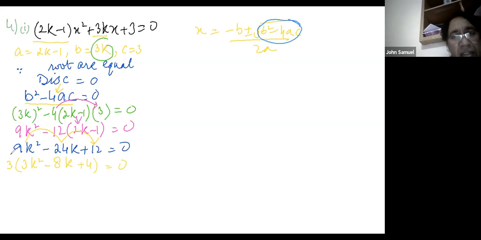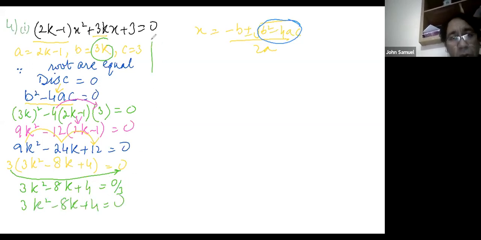If we take this 3 to the other side, it will divide, or simply you can say it is equal to 0. After dividing you will get 3k square minus 8k plus 4 is equal to 0, my dear student. Now you know what to do.